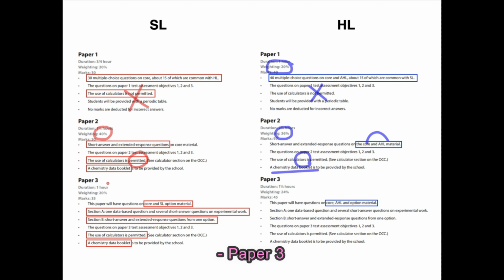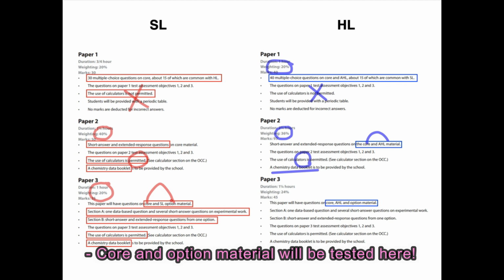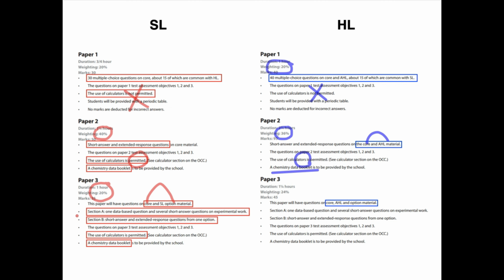Lastly, paper 3 has a weighting of 20%, and paper 3 will have questions on core and SL option material. This paper is divided into sections, Section A and Section B. Section A has one database question and several short answer questions on experimental work.